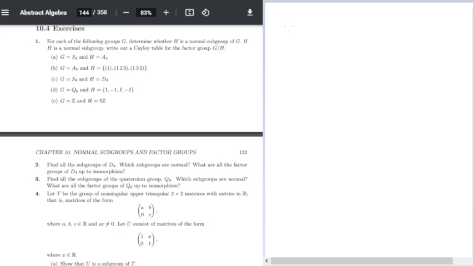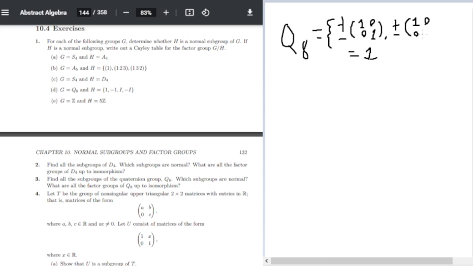So Q8 equals plus minus 1, 0, 0, 1, which we'll call this 1, plus minus 1, 0, 0, -1, equals J, I think. Actually, let me head back.